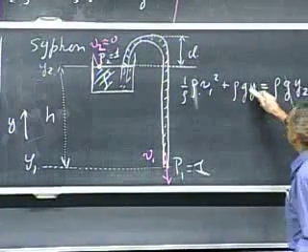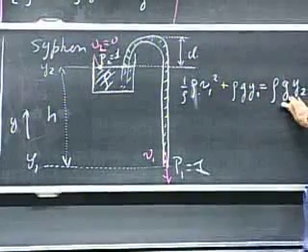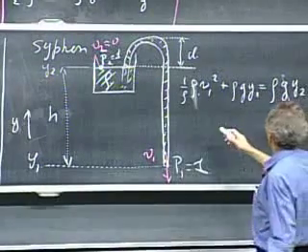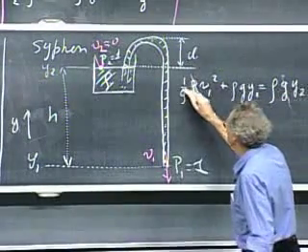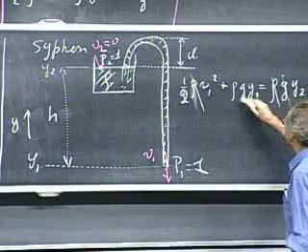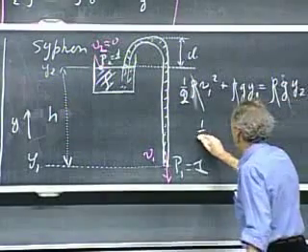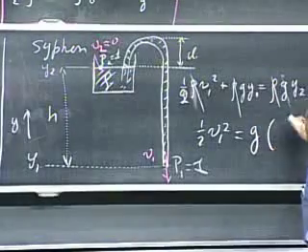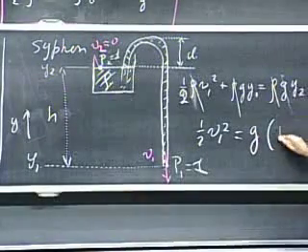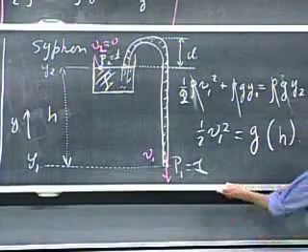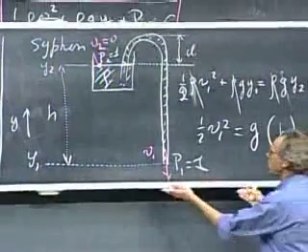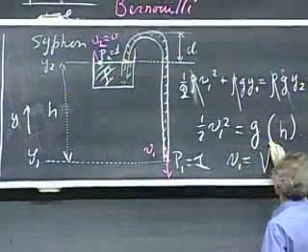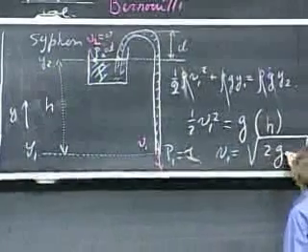I don't lose my G's. 1/2 rho V squared, that's fine. And so I lose my rho. And so you get that 1/2 V1 squared equals G times Y2 minus Y1, which is H. And so what do you find? That the speed with which this water is running out here, V1, is the square root of 2GH.